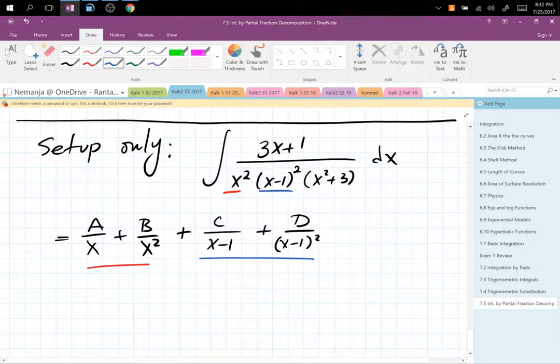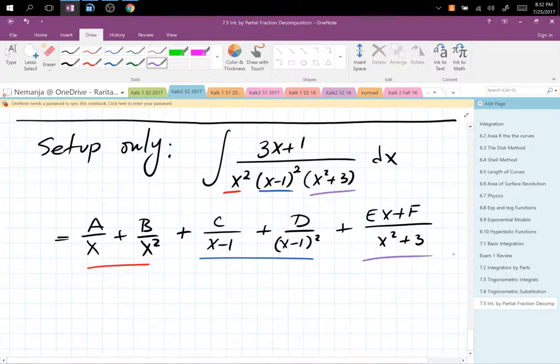The last one is not repeated, but it's quadratic that you can't factor. So plus Ex plus F divided by x squared plus 3. Purple, purple. 6 variables. That means a 6 by 6 matrix, 6 equations, whatever.